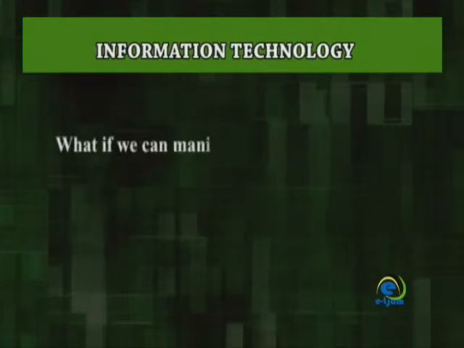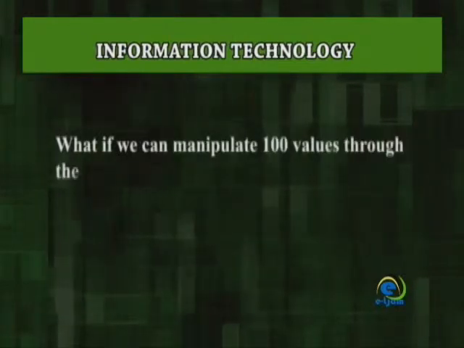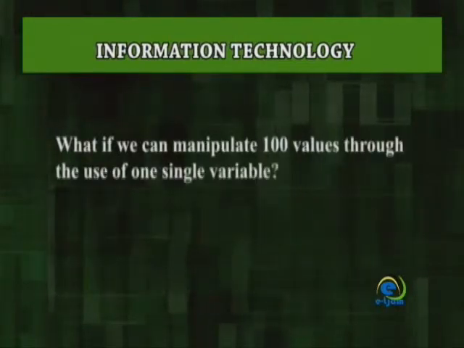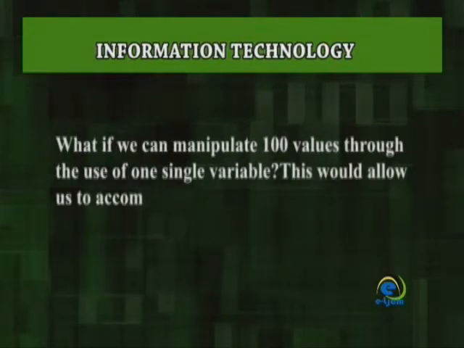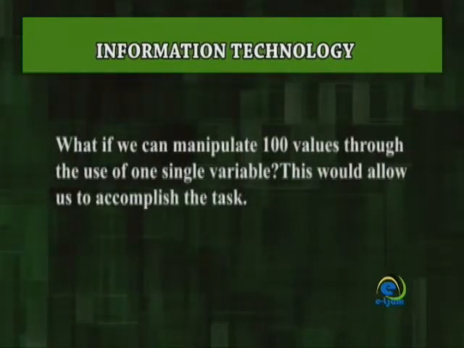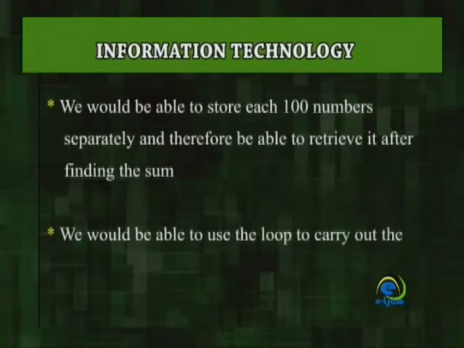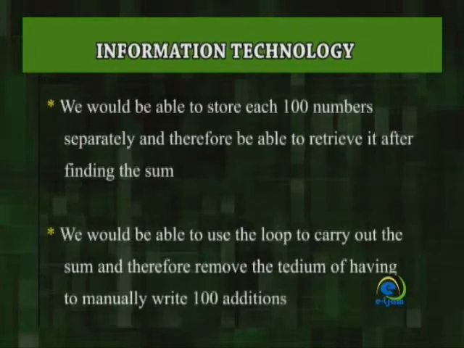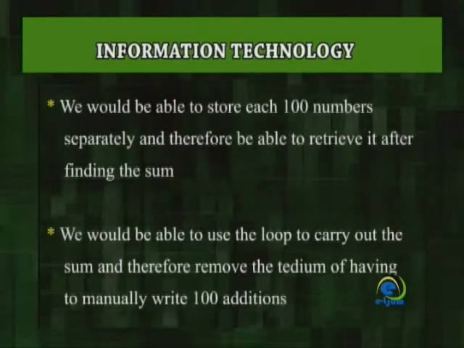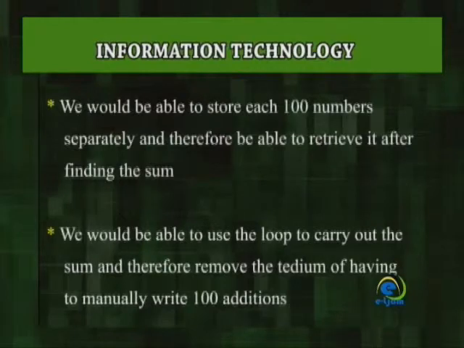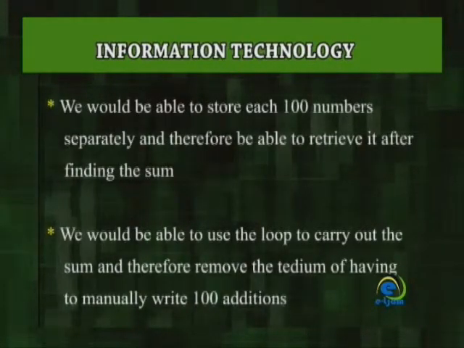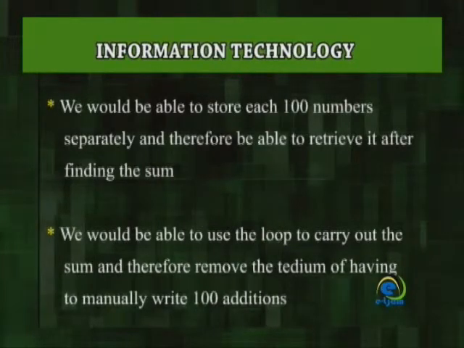What if we can manipulate 100 values through the use of one single variable? This would allow us to accomplish the task. We would be able to store each of the 100 numbers separately and therefore be able to retrieve them after finding the sum. We would be able to use the loop to carry out the sum and therefore remove the tedium of having to manually write 100 additions. To accomplish this, we use an array.